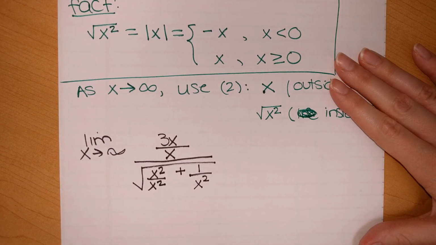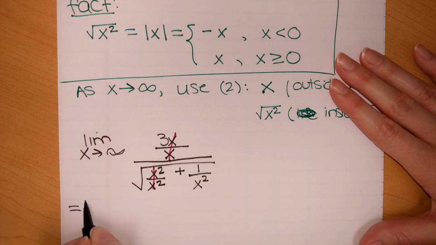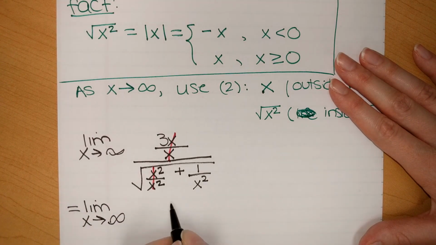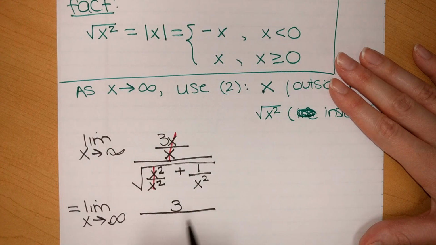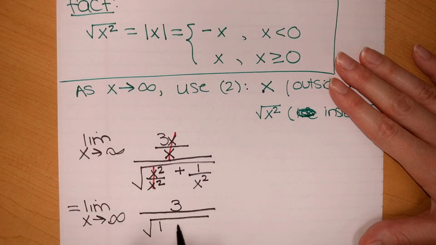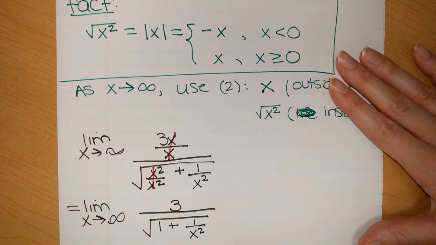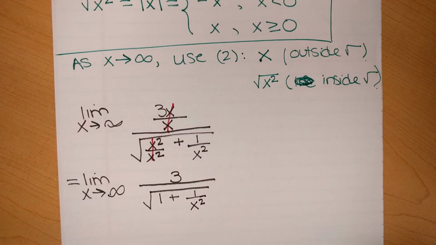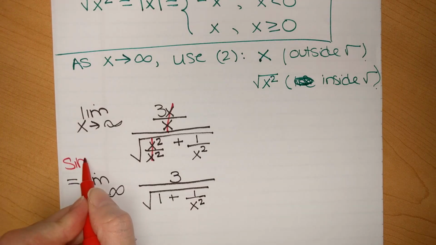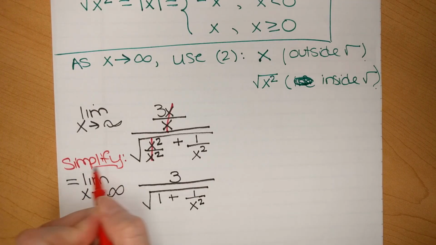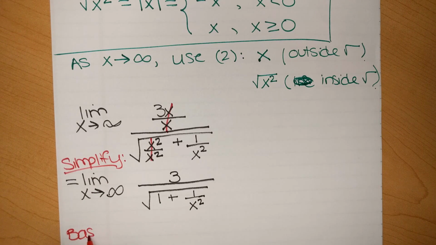We'll notice that these x's cross out, and the same goes for this x squared over x squared, which crosses out as well. So simplifying leaves us with the limit as x goes to positive infinity of 3 over the square root of 1 plus 1 over x squared. Now, our usual step after we simplify is to use our basic limit laws. And so we can use those basic limits.